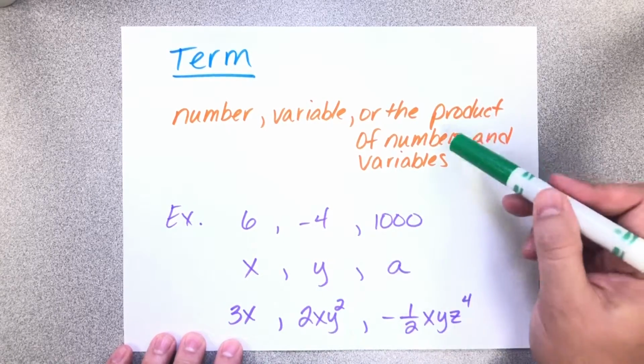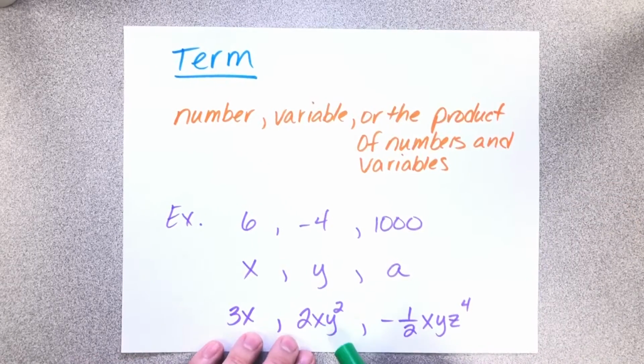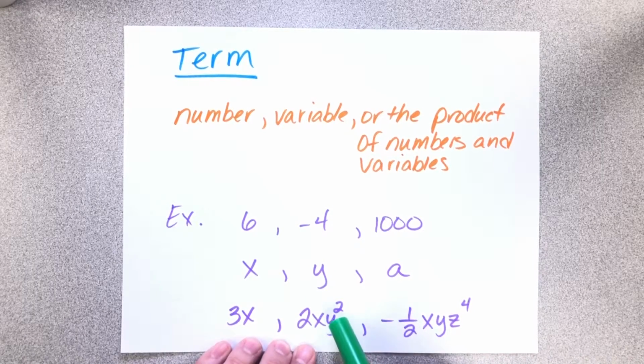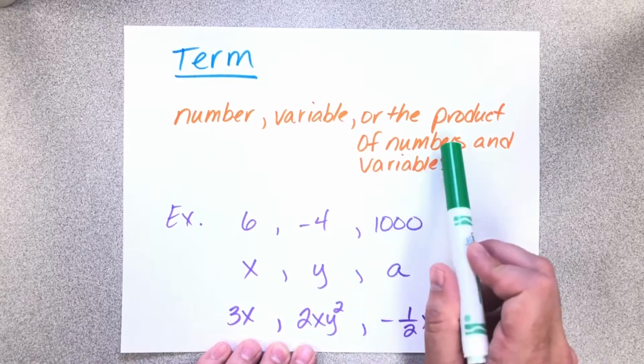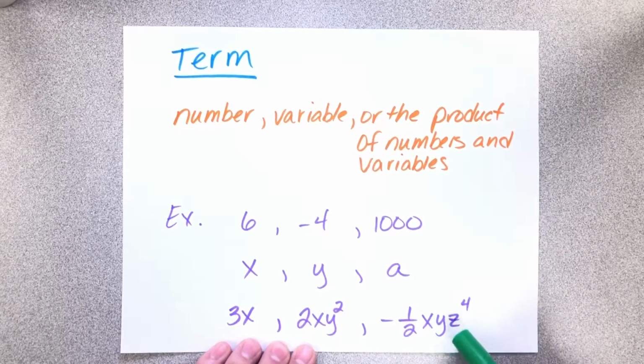3x. This one is the product of a number and a variable. 2xy to the second. This is a number, 2, times x times y squared. Remember how exponents work, y squared is the same thing as y times y. So this is really like saying 2 times x times y times y, which is the product of numbers and variables. -1/2 x, y, z to the fourth. This is all together one term.